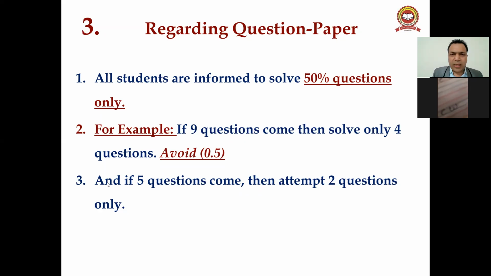It means what I want to say is that you have to ignore all the instructions which are written on the question paper, but you have to follow the instructions sent by the university with your date sheet, right, guys? So for 9 questions you have to attempt 4, for 5 questions you have to attempt 2, right, guys?